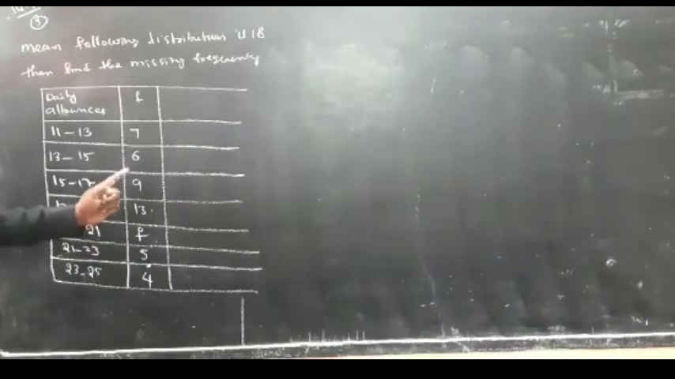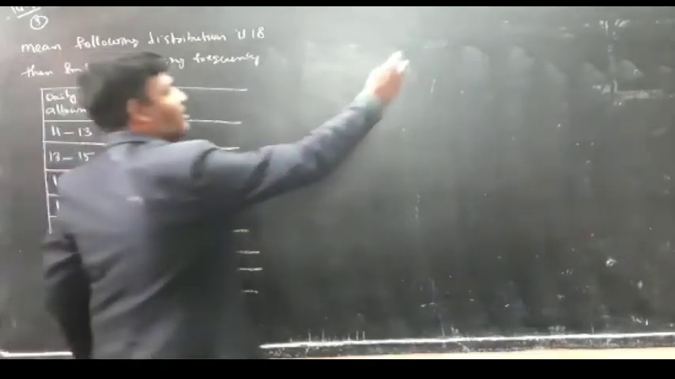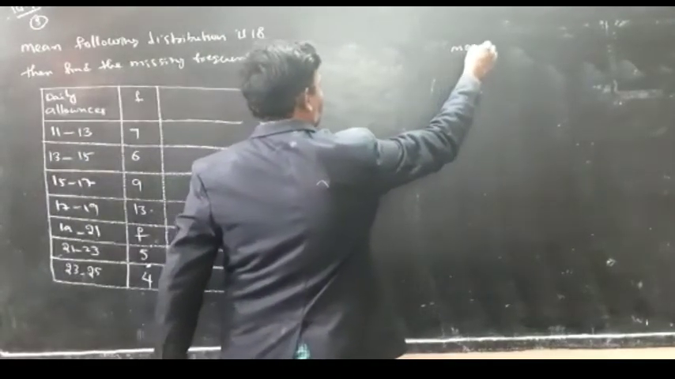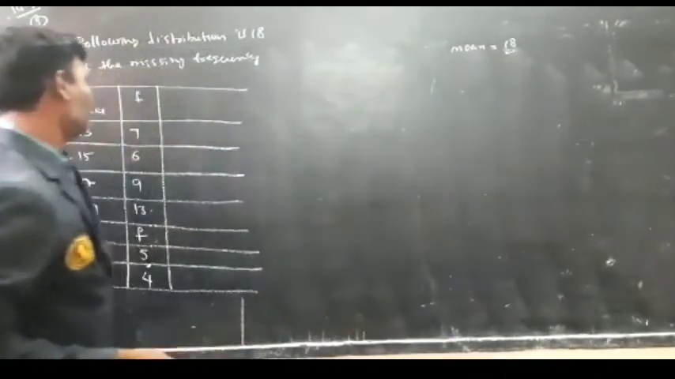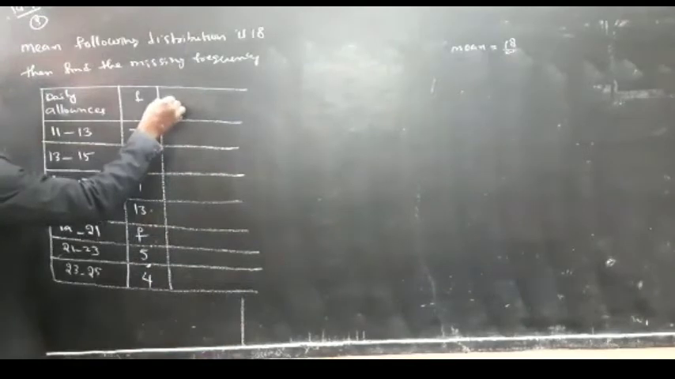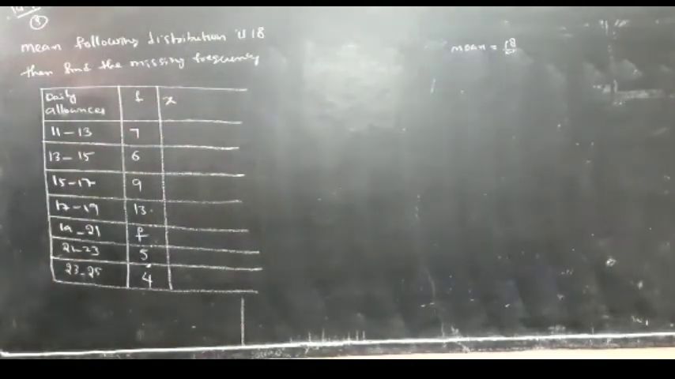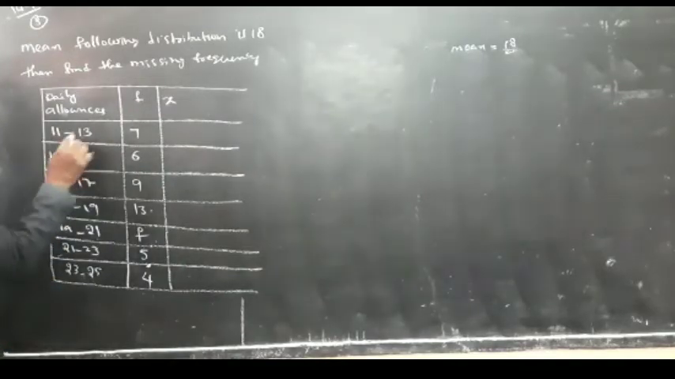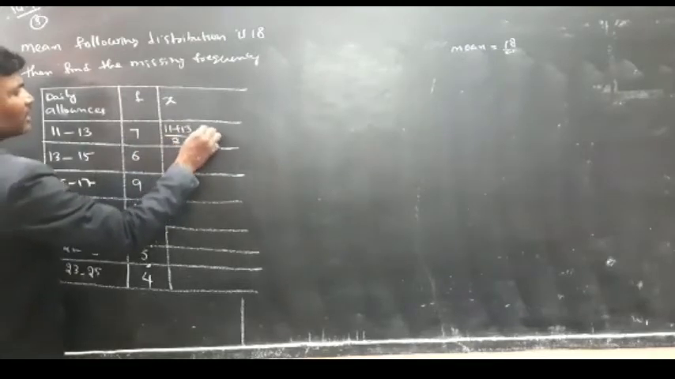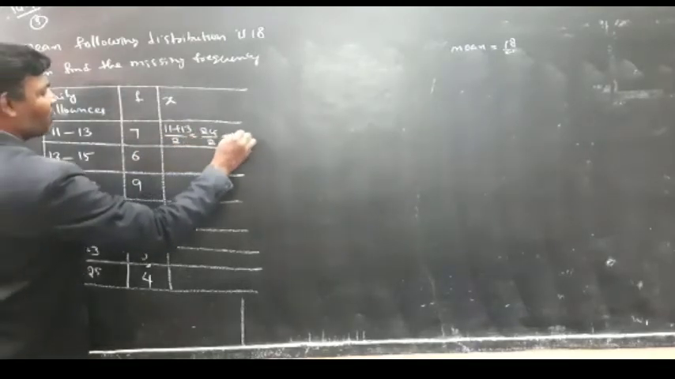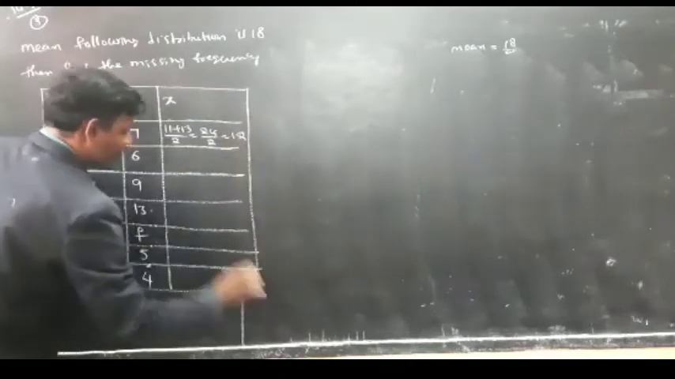What is the mean of this one? Here, mean of the frequency distribution is equal to 18. Next, what do I need? I need class marks, that is nothing but x. What is the process to find class marks? You have to find the average of the class. Here, 11 to 13 means 11 plus 13 by 2 is equal to 24 by 2 is equal to 12.